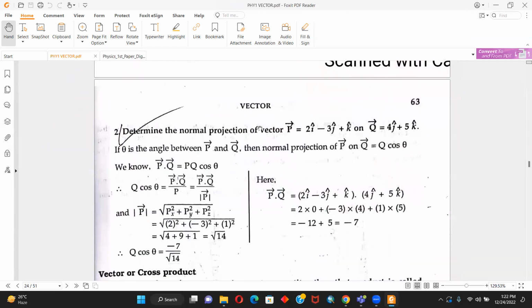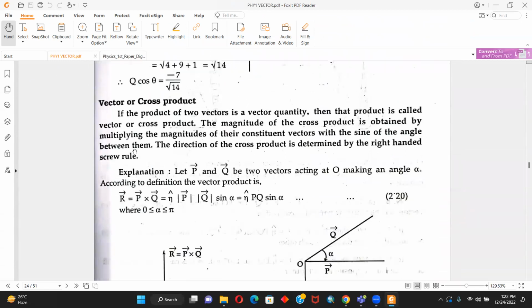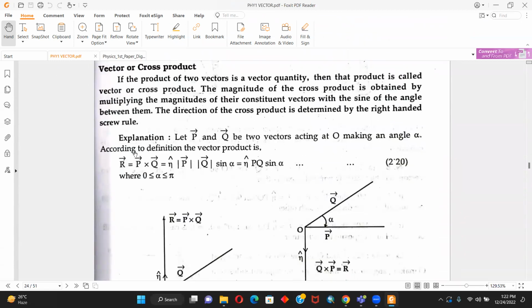And now, cross products. As we have already discussed, the cross product is the first vector times the second vector times sine alpha. And what is alpha? Alpha is the angle between A and B.